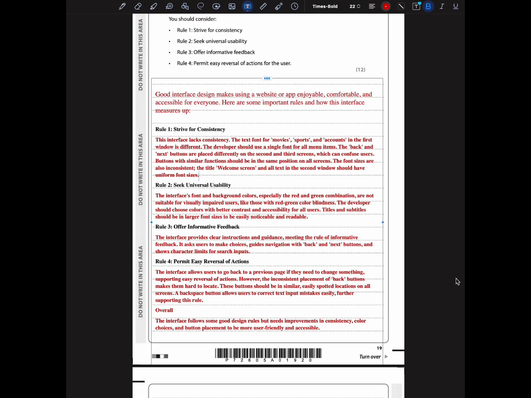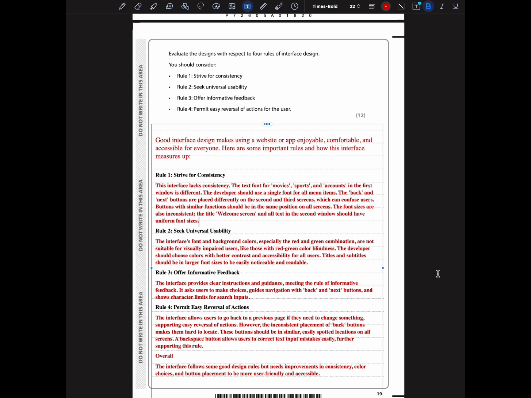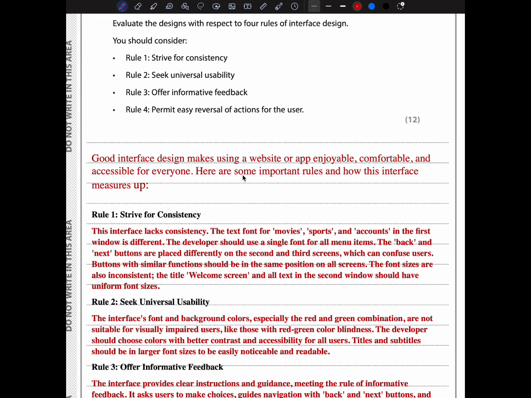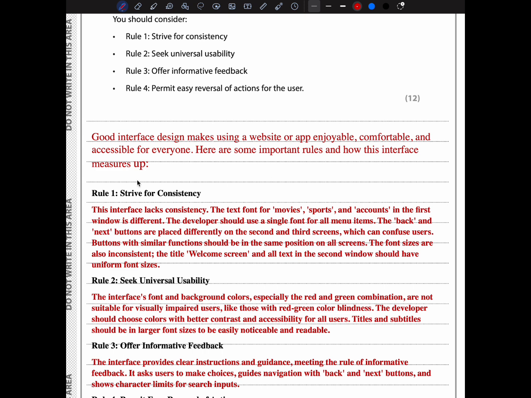The answer for this question is, first of all, we'll add an introduction, which says that good interface design makes using a website or app enjoyable, comfortable and accessible for everyone, so that everyone is able to access it. They can feel enjoyment, or they won't find the interfaces hard to use. It must feel simple, and they can easily understand what the icon or interface or everything means on the website. So here are some important rules and how this interface measures up.